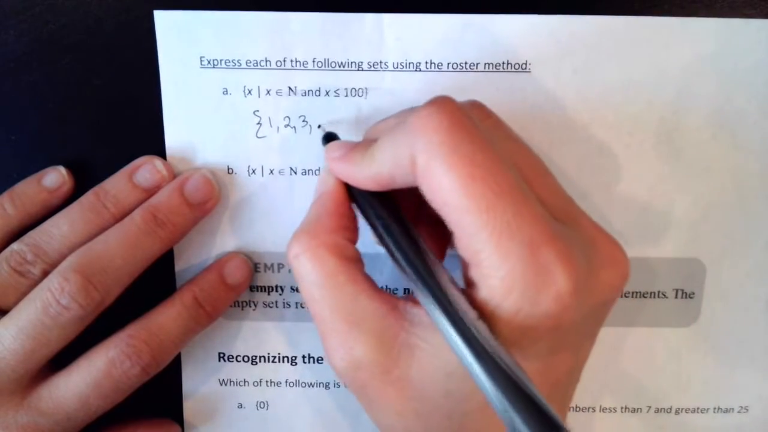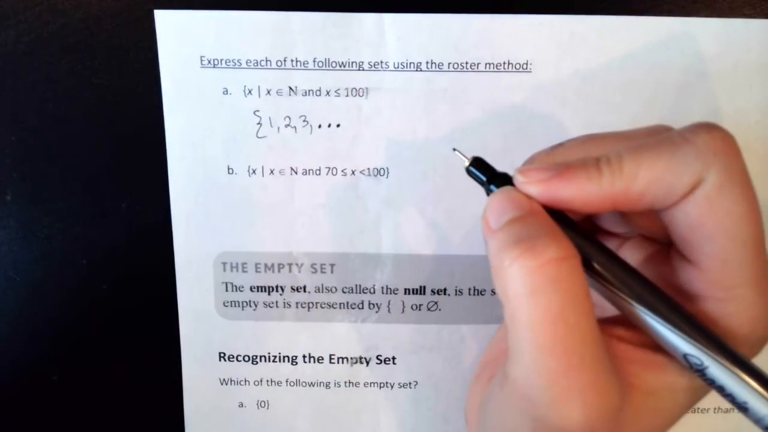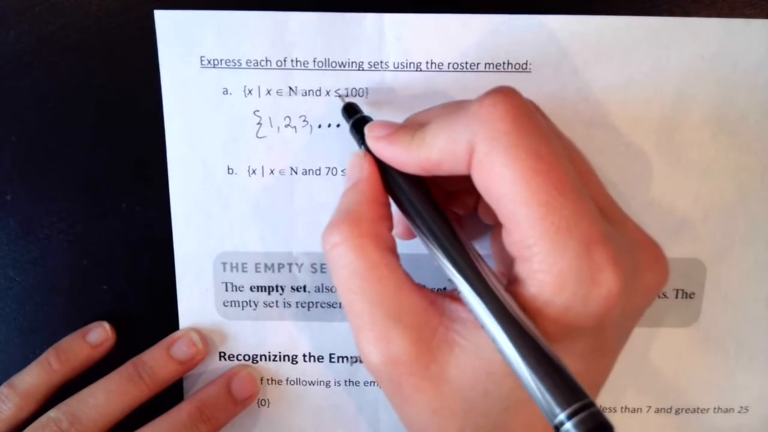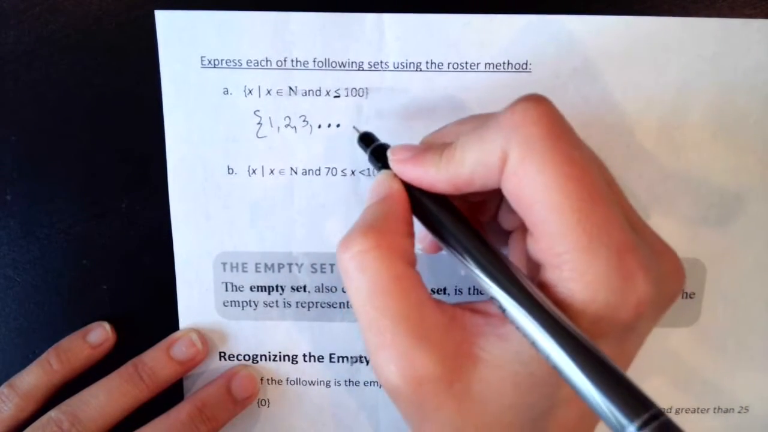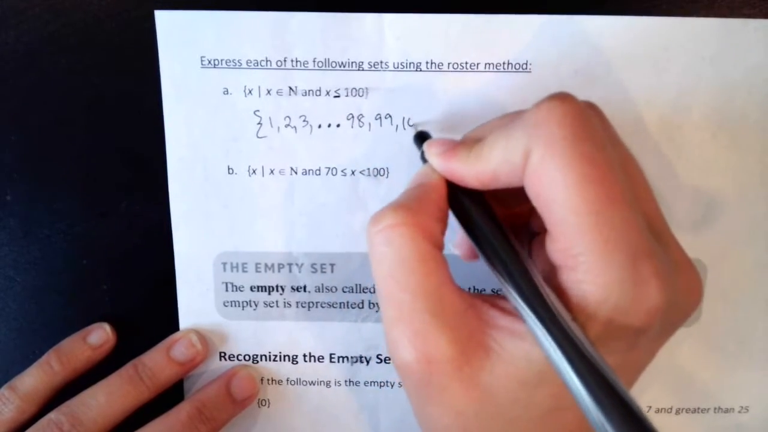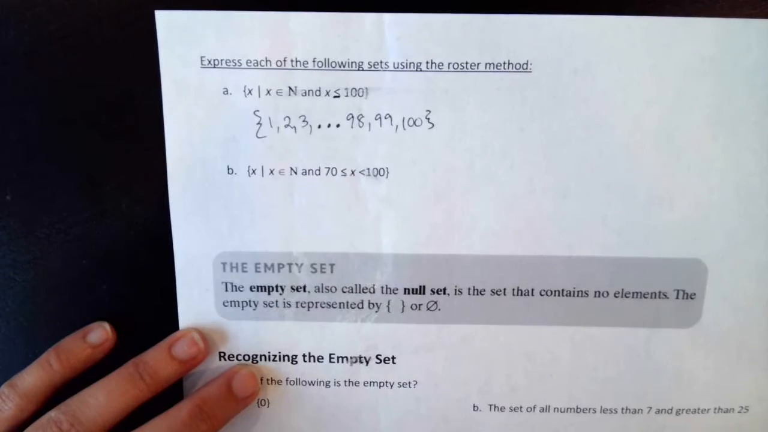And remember, we're going to use our ellipses because we don't have time to write all the numbers up to 100. And then you need to decide if you're going to include 100. Since there's a little line under here, I do want 100 in my list. So I'm going to go 98, 99, 100, and close my braces.